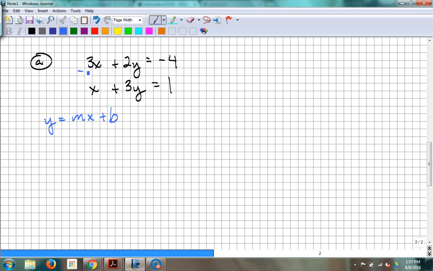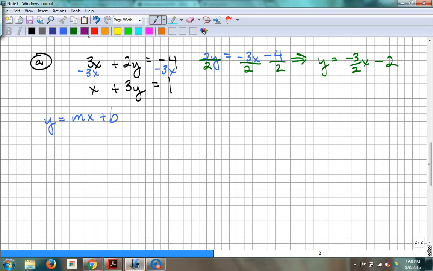So this first equation, I'm going to subtract 3x and get 2y is equal to negative 3x minus 4. And then what do I do to get y by itself? Divide by that 2. And everybody gets divided by 2. And that gets us the equation y equals negative 3 over 2 x minus 2. Okay, so that's our first equation.